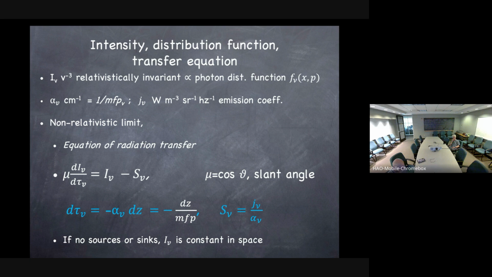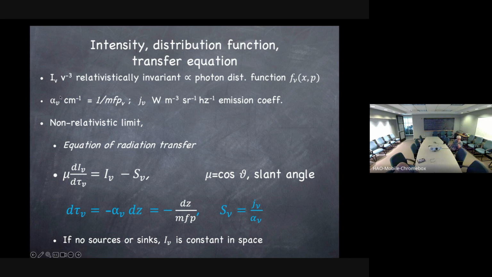So just a few notes about this, a little bit further on what we're talking about. It turns out that the quantity that's relativistically invariant is the thing that's proportional to the photon distribution function, which is a statement of how many photons there are at frequency nu at position x with momentum p. And p is basically h over lambda for the wavelength. So p is basically nu in another form.